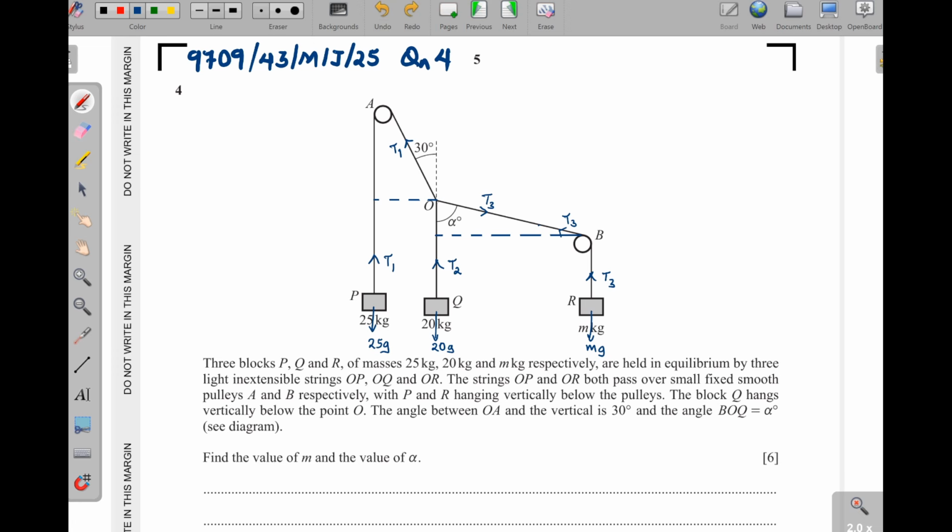Now, relative to this angle here, this one is going to be the opposite. This is the hypotenuse. Opposite and hypotenuse using SOHCAHTOA, that is sine. So the horizontal component here is going to be T3 sine of alpha. And then the vertical one here is the hypotenuse and the adjacent, that is cosine. So we have T3 cosine of alpha.